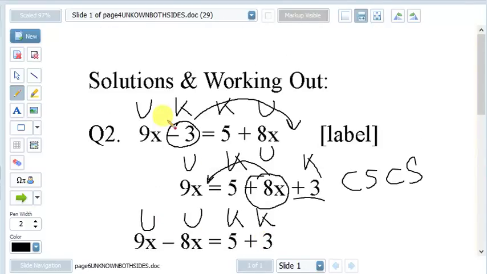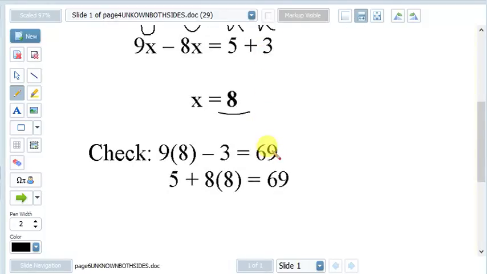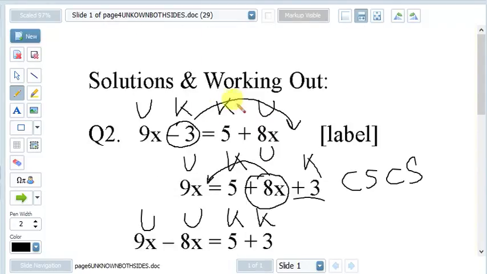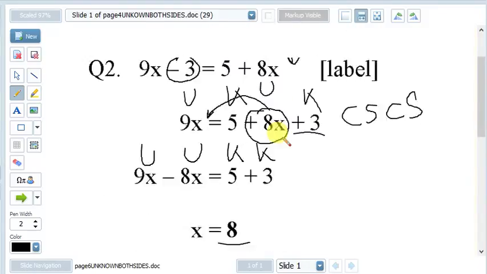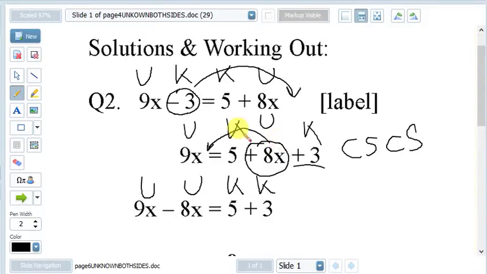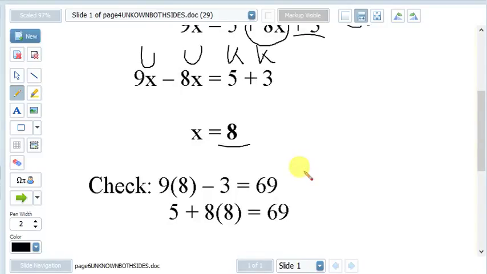And then just a quick check. So what we've got is, if x is 8, it would be 9 times 8 is 72, minus 3 is 69, and then the next one is 5 plus 8 times 8, which is 69. So both sides equal 69.